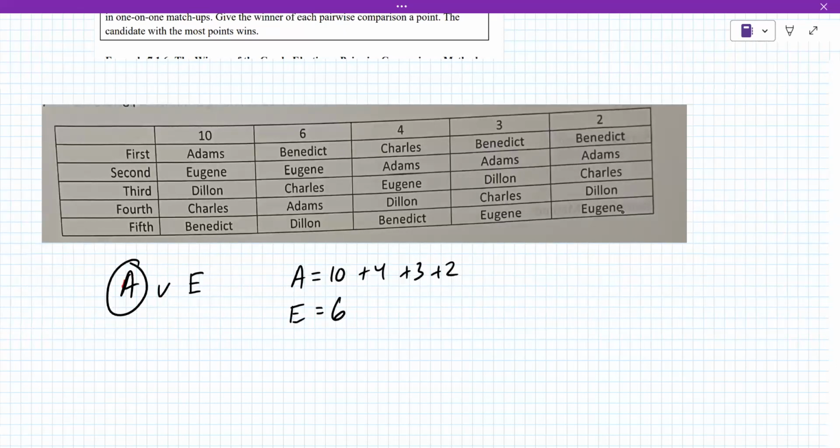And because A was the winner, we got to write A, B, C, and D, and E. They get 1 point.